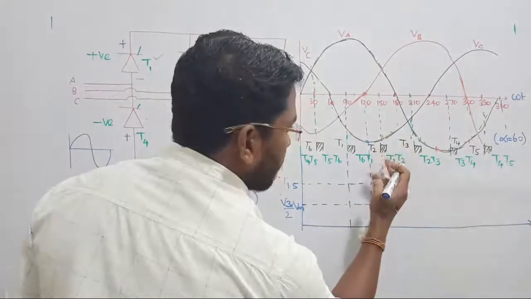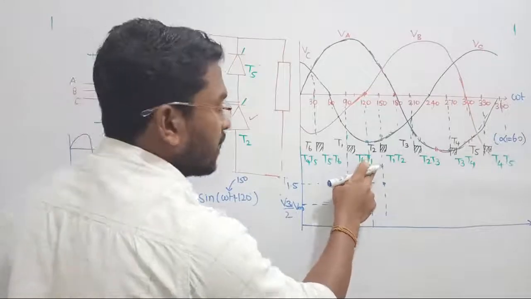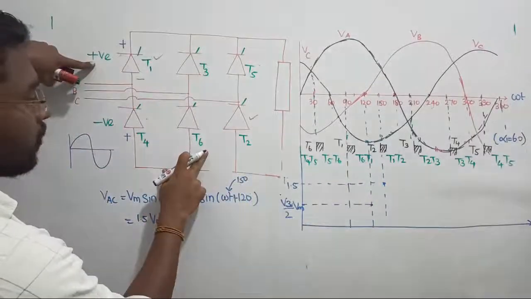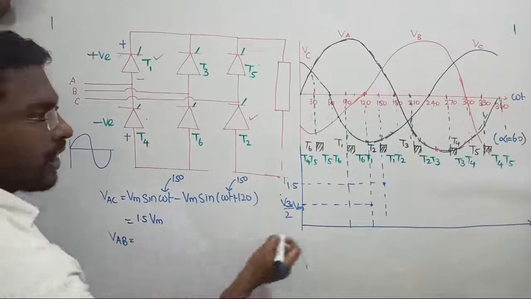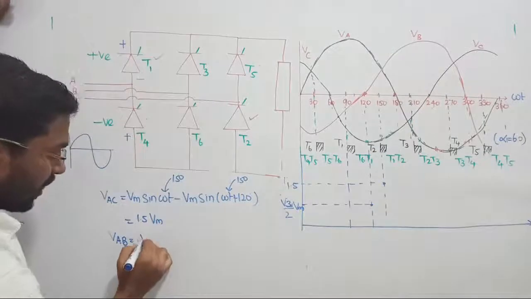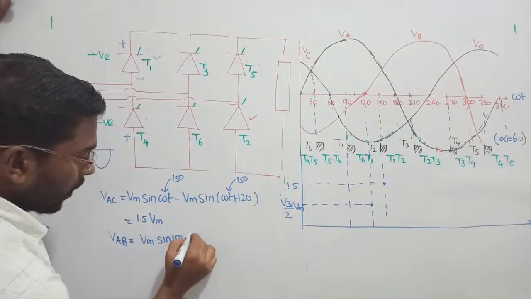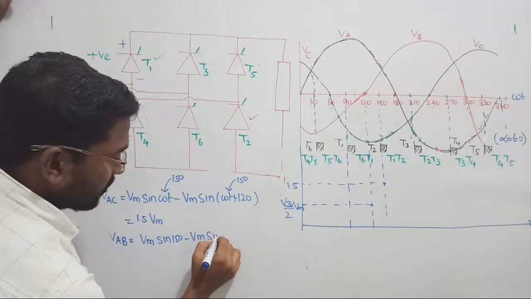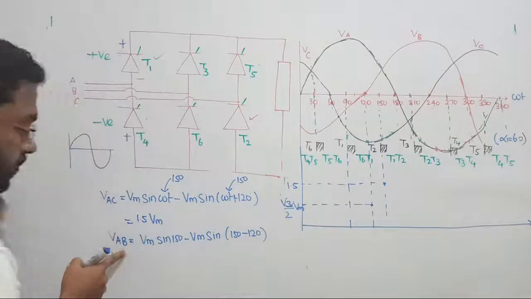Before triggering thyristor T2, T6 and T1 were carrying the current. T6, T1 in the sense these two, VAB, right? So we have to estimate the value of VAB at omega t equal to exactly 150 degree. Prior to this point it can be written Vm sin 150 minus Vm sin of (150 minus 120), because there is phase B voltage now.